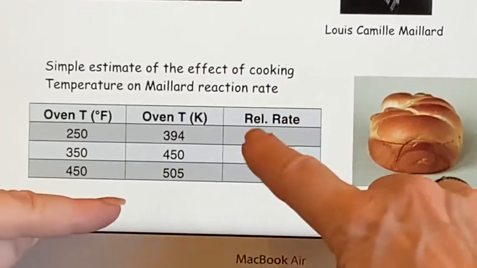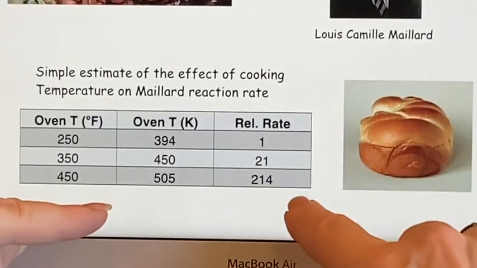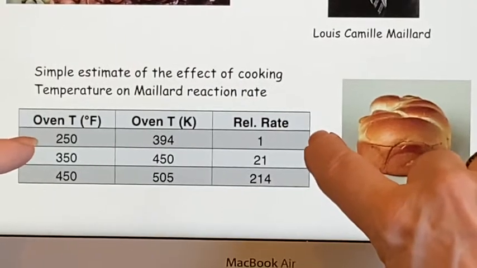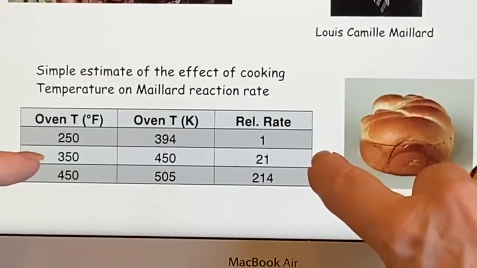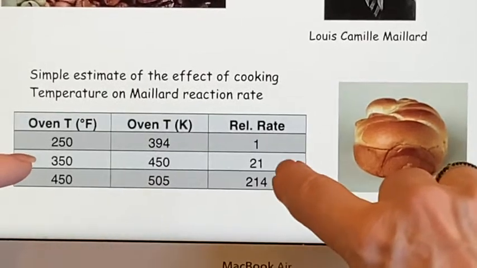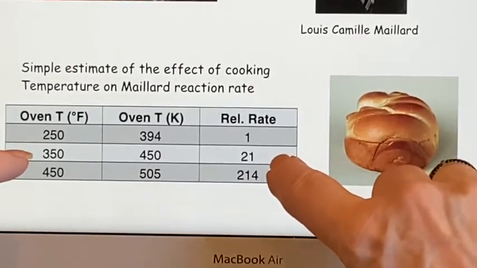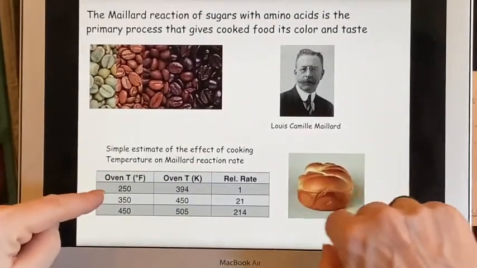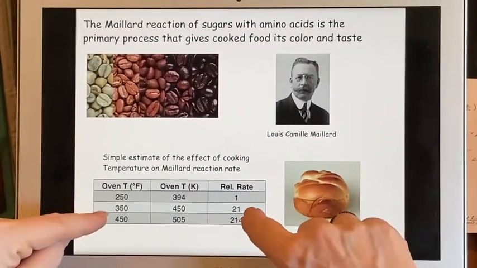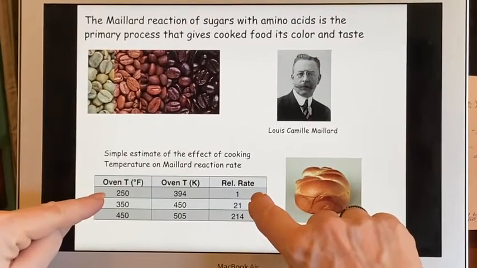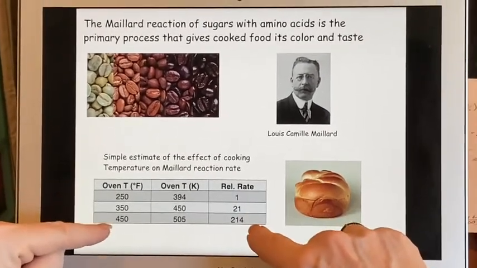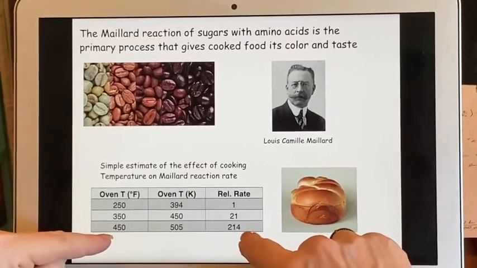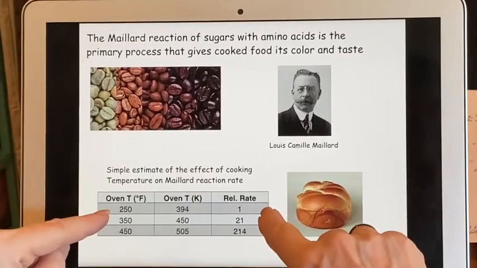And then we have these relative rates, just like the last problem. If you would set this one as being the base rate, then it turns out if you raise the temperature this much, it would cook 21 times as fast. I say cook. What I mean is, this particular reaction that gives the color and the crustiness to the bread would happen at 21 times the speed that it happens at 250. If you raise that temperature to 450 on your oven, it's going to happen at a whopping over 200 times as fast as at 250.